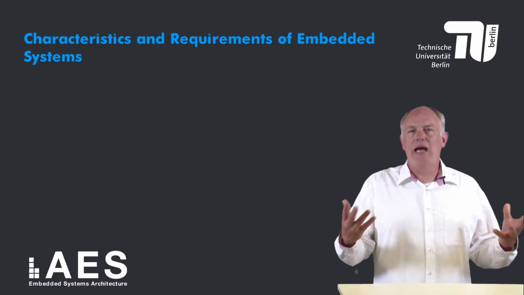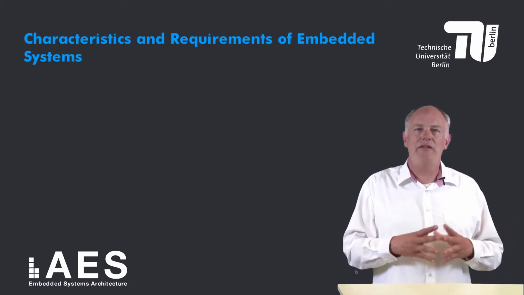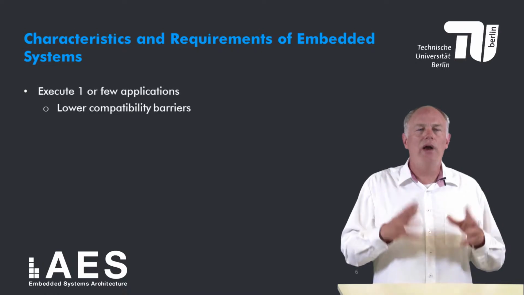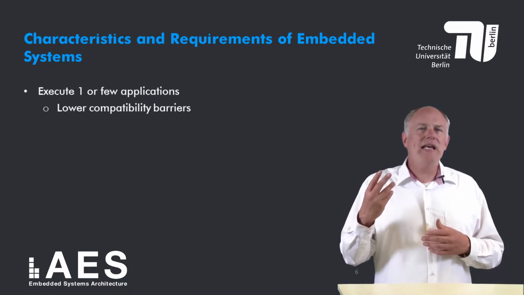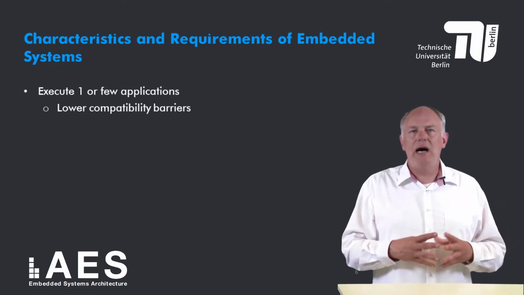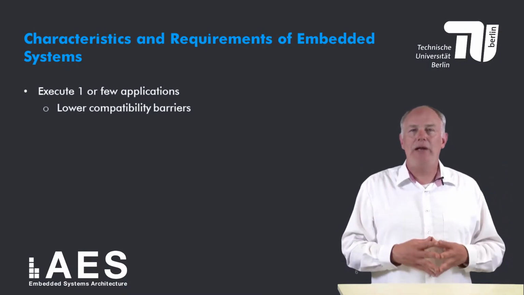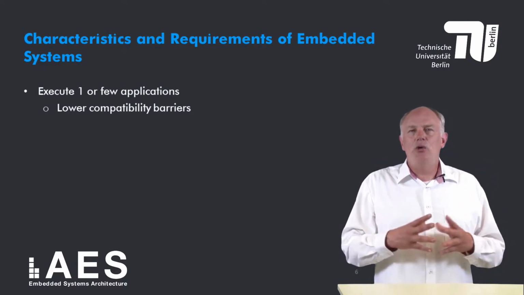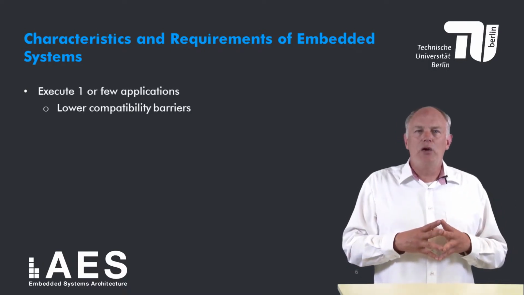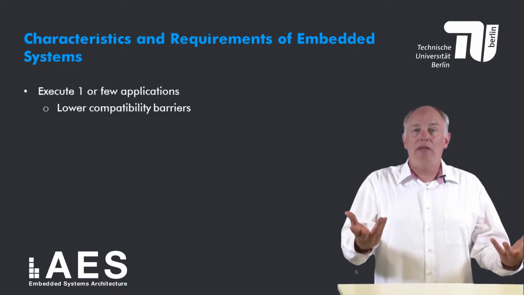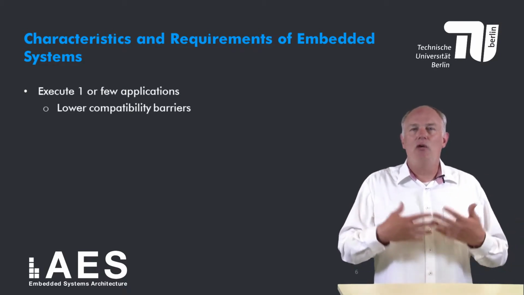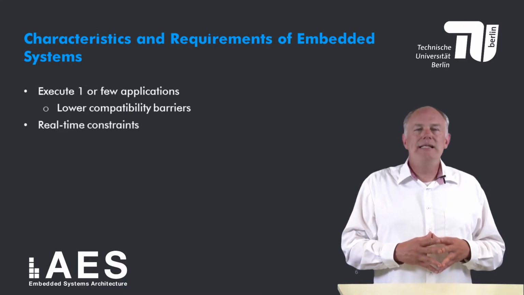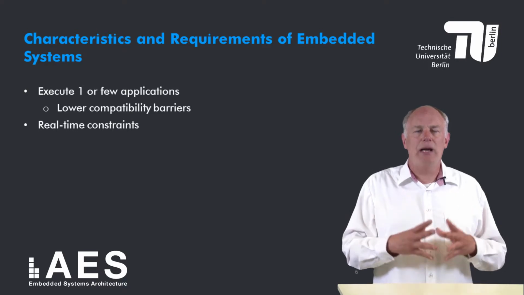Let me now discuss some characteristics and requirements of embedded systems. Often, but not always, embedded systems execute only one or a few applications. This enables the embedded system designer to optimize the system for that application or those applications. For the same reason, the compatibility barriers in the embedded domain are lower than in the general purpose computing domain. Because the software is sold together with the hardware, embedded applications are recompiled and sometimes even redeveloped for each new product. Second, many embedded systems have real-time constraints.